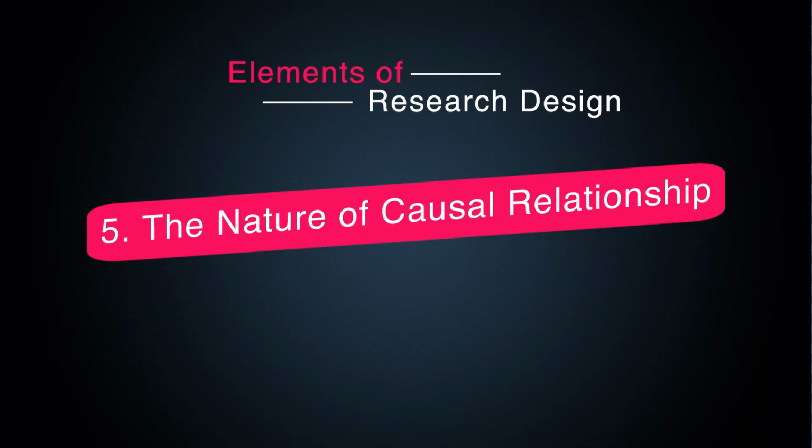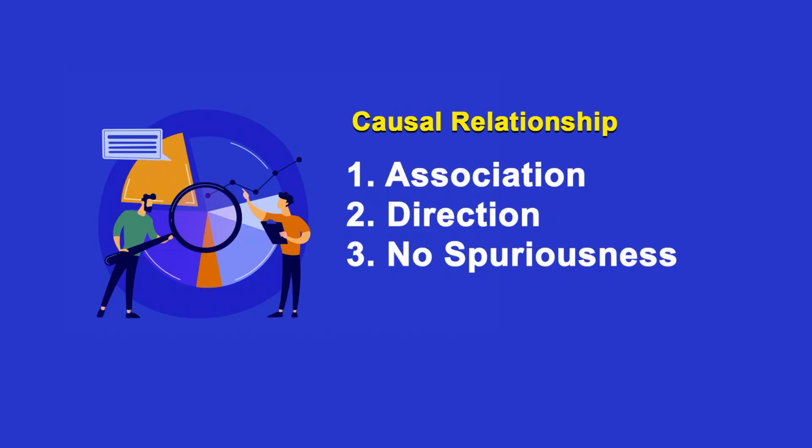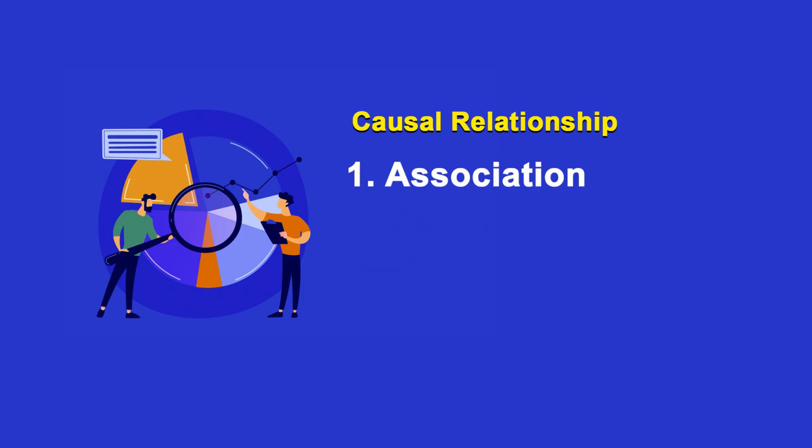The other element is the nature of causal relationship. Causal relationships constitute the heart of scientific understanding. These are very much required for purposes of explanation and prediction. So, in order to establish causality, the social scientists take help of three types of evidence, that is association, direction and non-spuriousness. Statistical association, such as a pattern of change in one variable being related to the other variable, indicates the former is the cause.